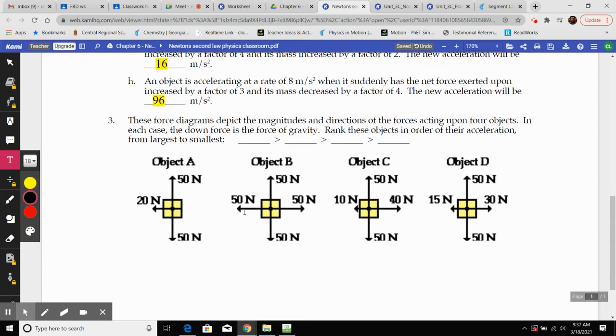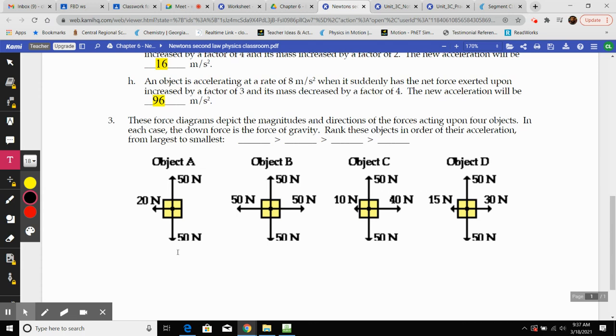Okay, in this last little bit, these are force diagrams, all right? They're all going to have the same mass. Remember, acceleration is equal to the net force divided by mass. So basically, you need to find which one of these has the highest net force, and then we will put them from largest to smallest. Which one of these has the highest net force?